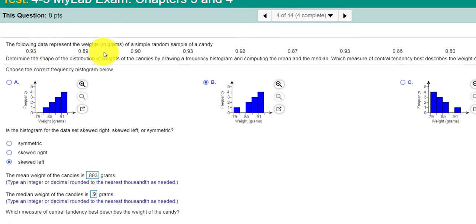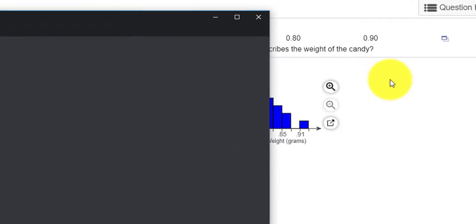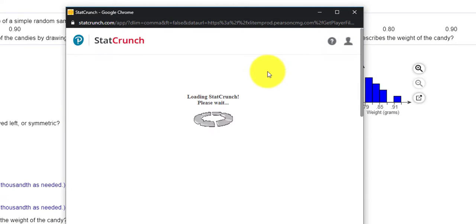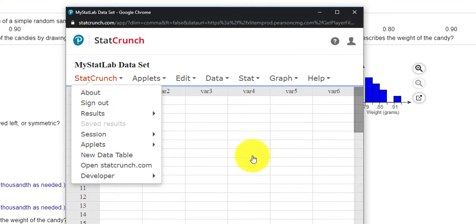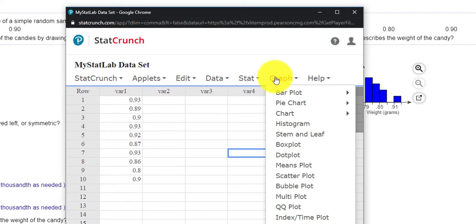So it looks like we have a data set here. It looks like it's the weights of candy. So if we open this up into StatCrunch, we can create a histogram using our data. So here is our data, nicely arranged for us. I press graph.